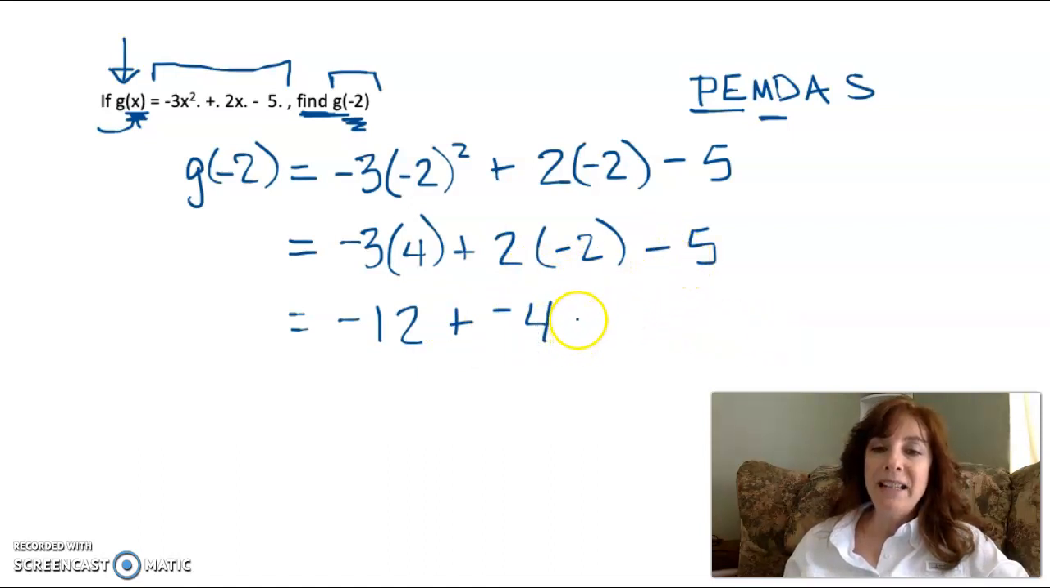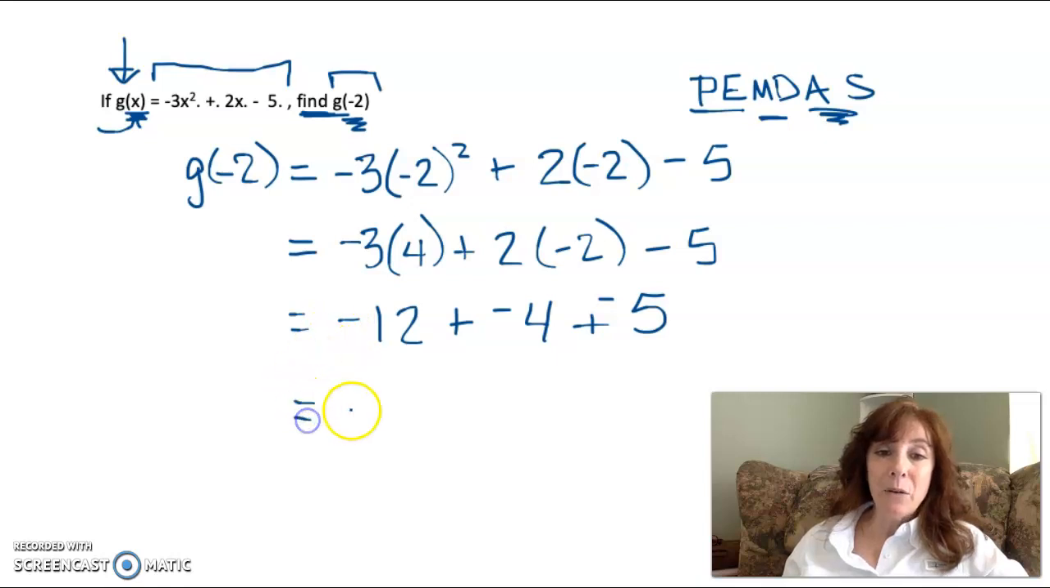And then minus 5 is the same thing as plus a negative 5. Now I have 3 negatives. They are not multiplied now. I am ready to add. When we add negatives, we just get a bigger negative. So my answer will be a big negative number. It will be negative 12 plus 4, that's negative 16, plus negative 5. So I end up with negative 21.